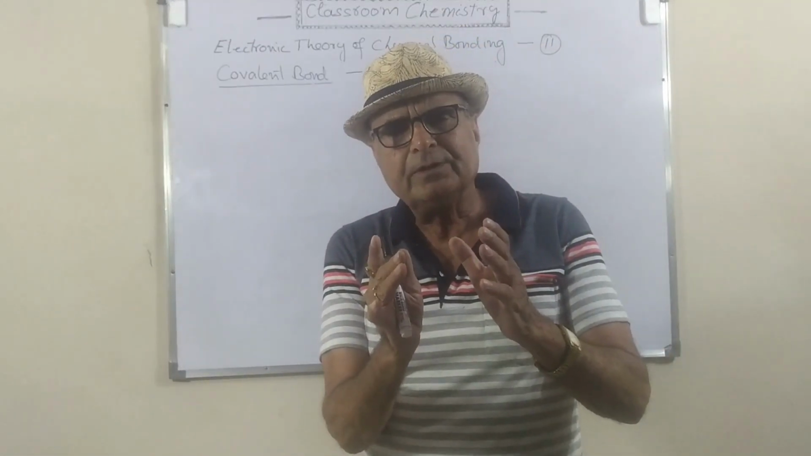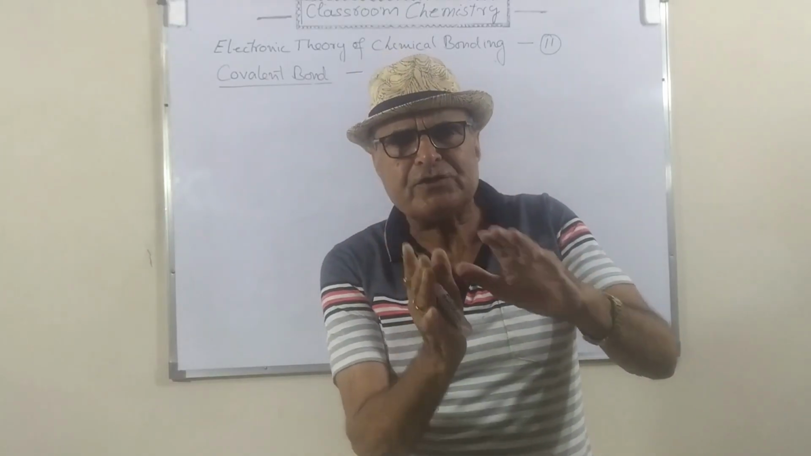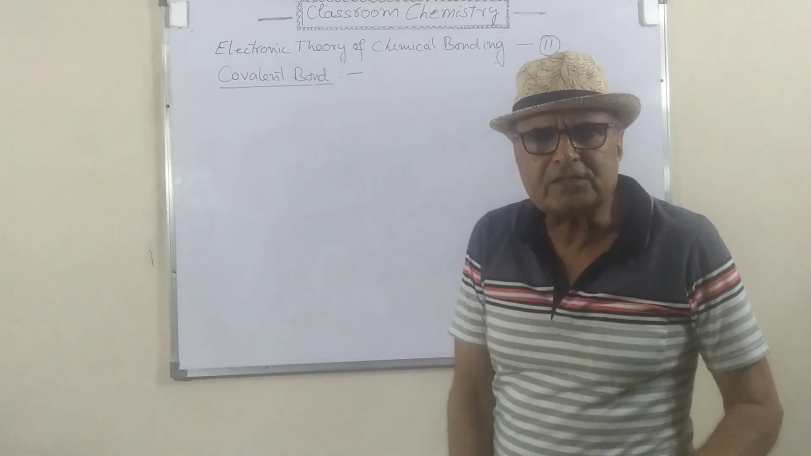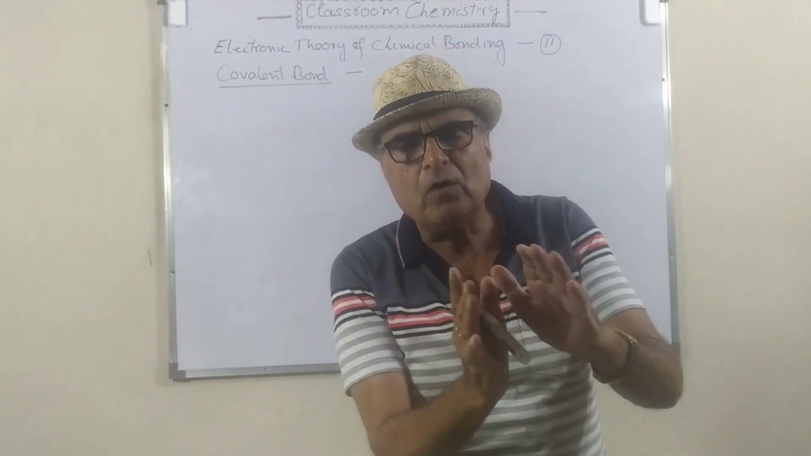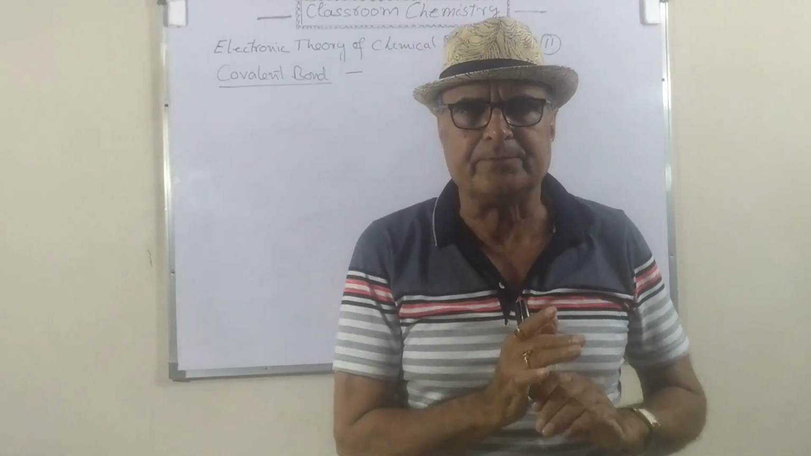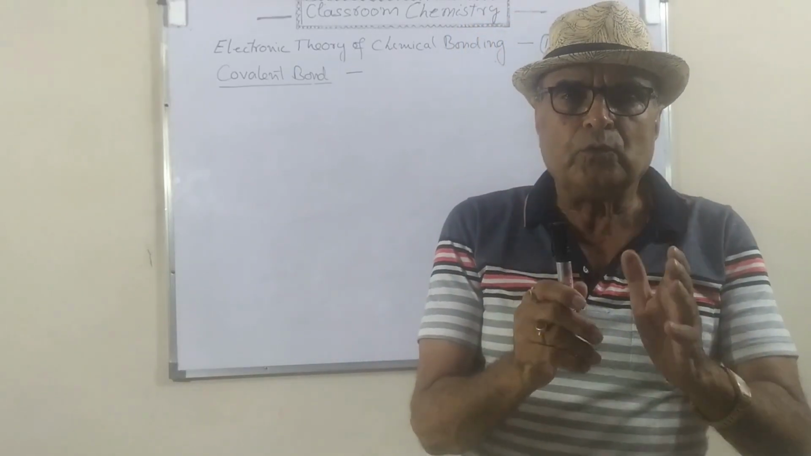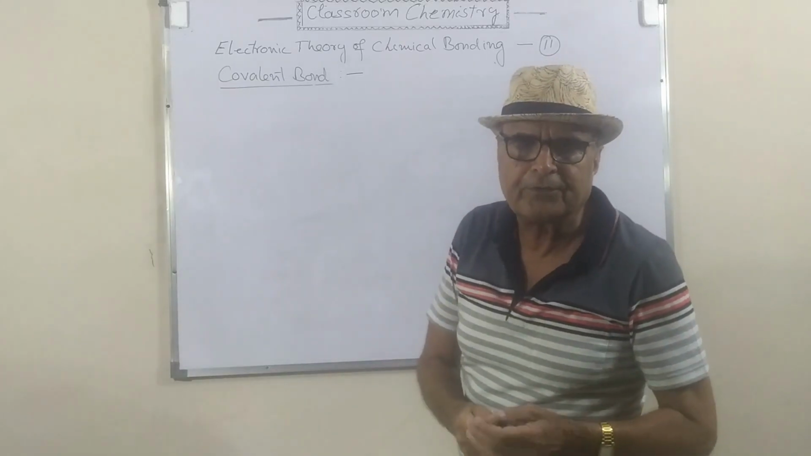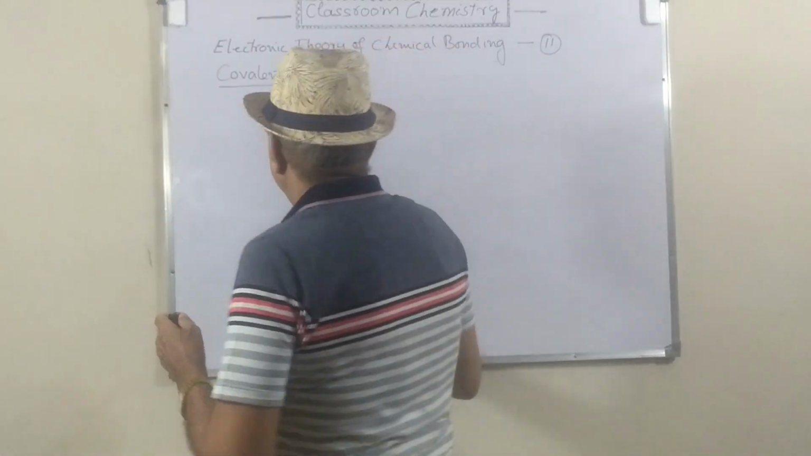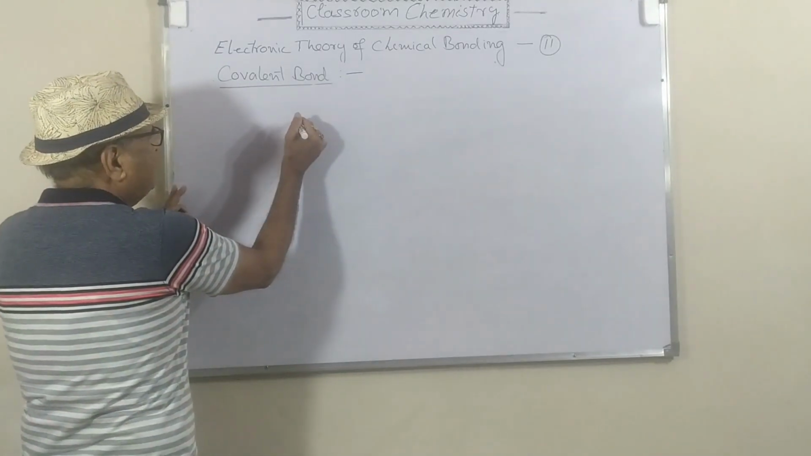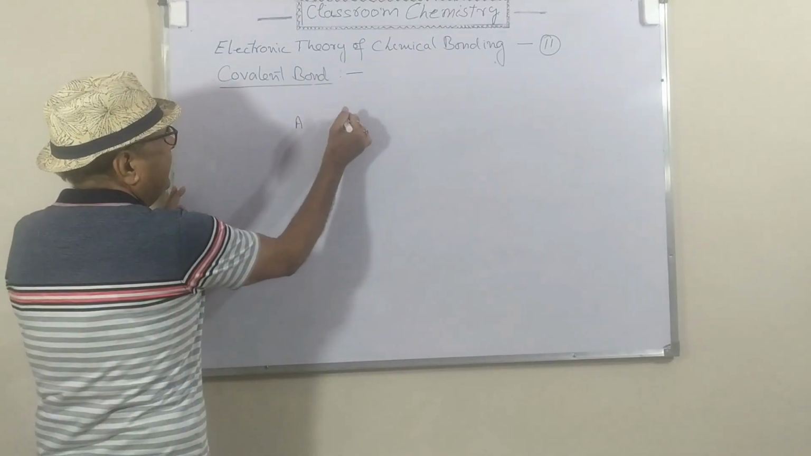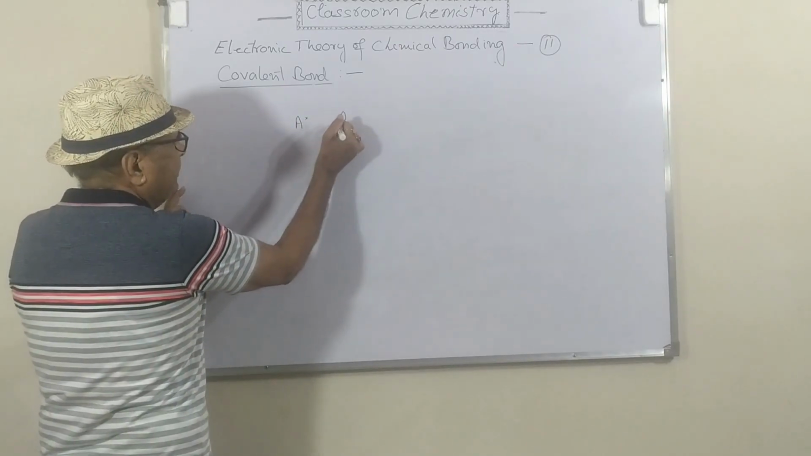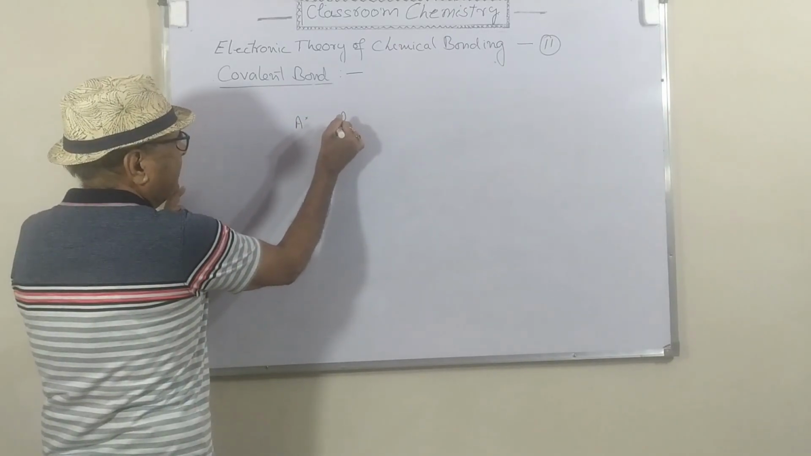Electrovalent bonds take place through the exchange of electrons, and the covalent bond takes place through the sharing of electrons among atoms. So today I am going to explain this covalent bond. For the covalent bond, take an example. Suppose these are two atoms. This is atom A and this is B, and atom A has one electron and B also has one electron.